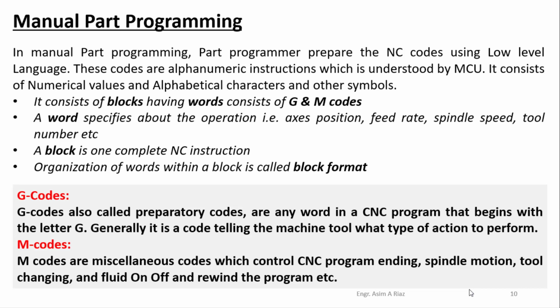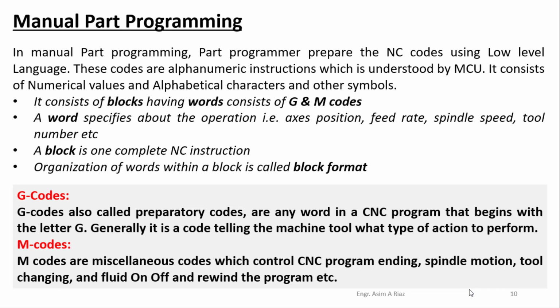A word specifies the operation, axis position, feed rate, spindle speed, tool number, and relative motion between the cutting tool and the workpiece. So one word consists of alphabetical characters as well as numeric values. A block is one complete NC instruction. Organization of the words within the block is also very important, which is called block format.